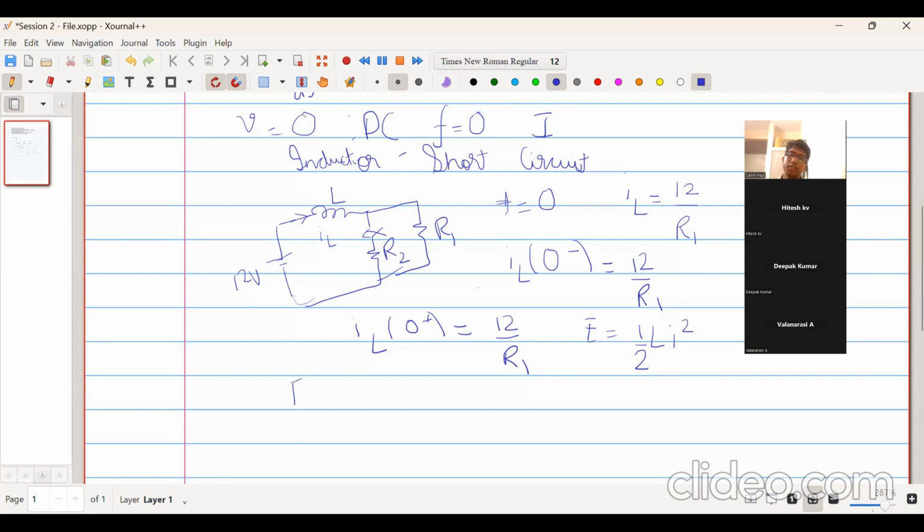Okay, what about the energy in the inductor when time is equal to 1 second? Will it still be the same? No. Energy will be different and change at any instant of time. So the energy of the inductor depends on the current flowing through the inductor at that particular instant. So that will be the energy stored in the inductor.